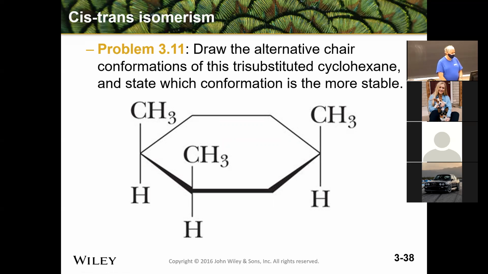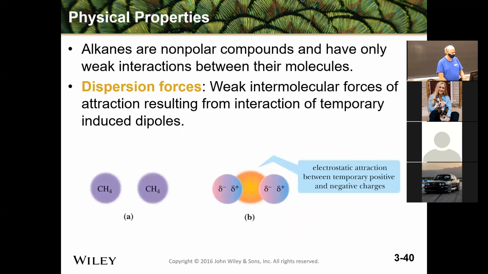So this was an example we did. You might have a question like this. Here is the hexagon form. Be able to identify the chair and which one of these methyls are in the axial and which ones are in the equatorial positions. And then I'm going to ask you about physical properties.